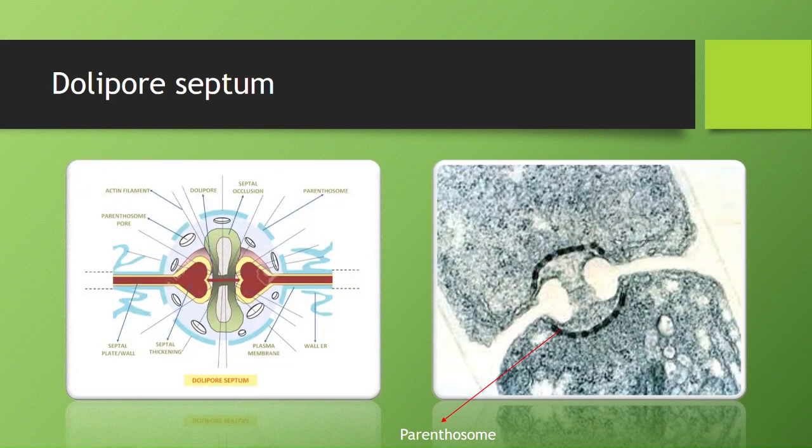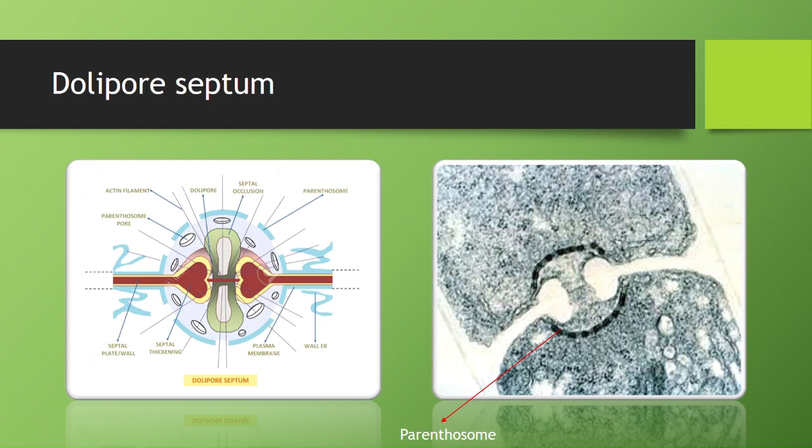These are two images of the dolipore septum. On the left side you can see the red colored septal wall. Moving from the cell wall to the center, when you approach the center, the septal wall flares out and a barrel shaped structure is formed, and this barrel shaped structure is called a dolipore septum.